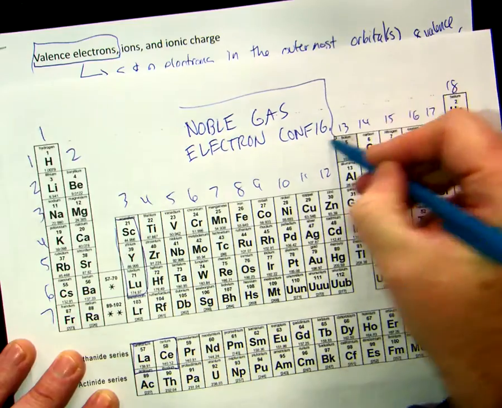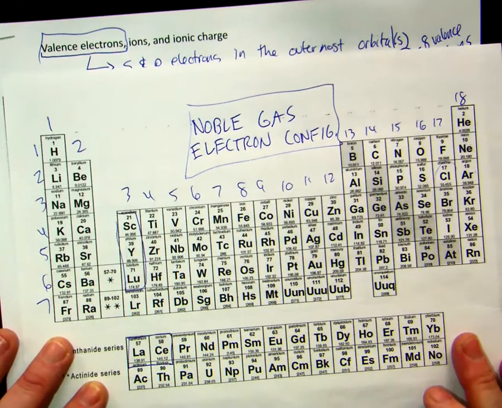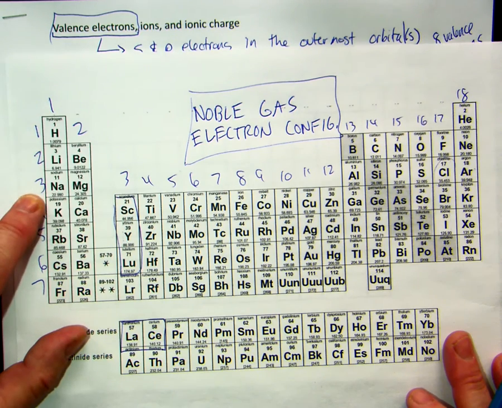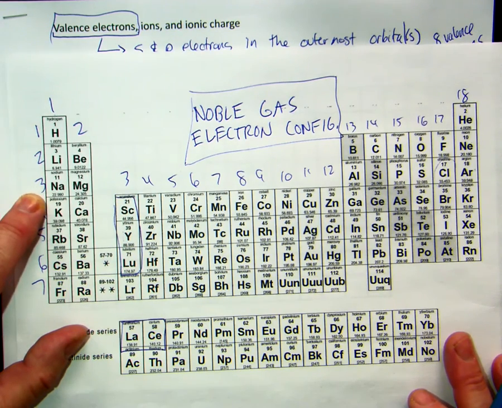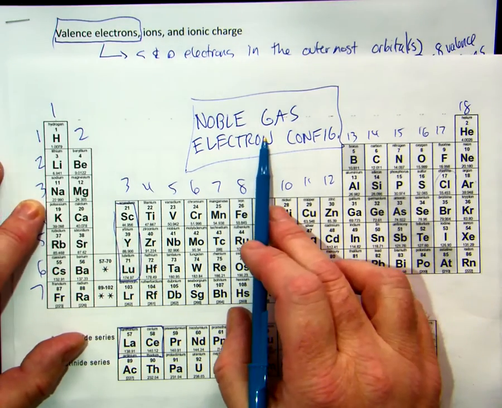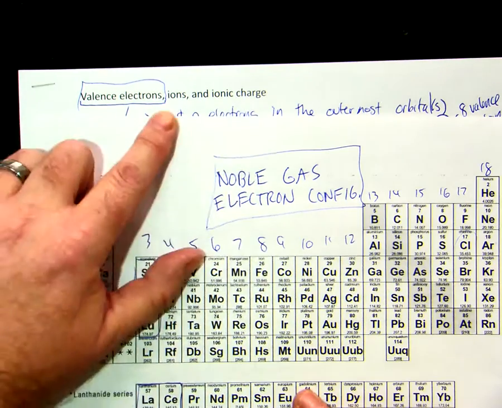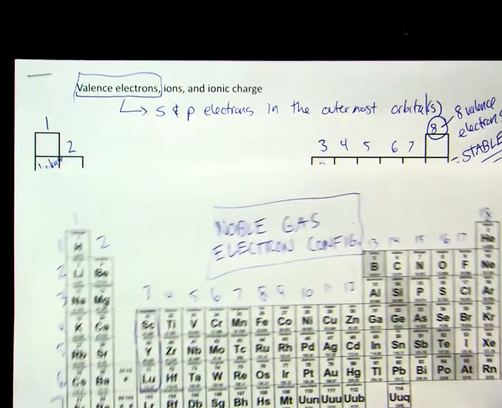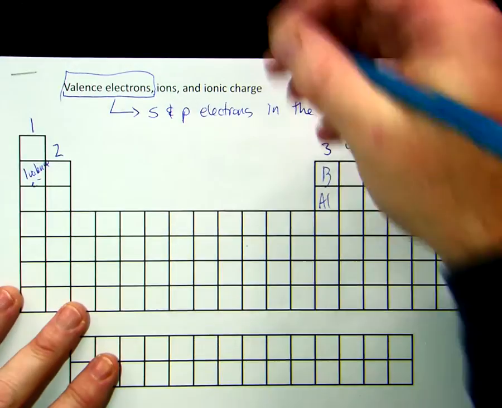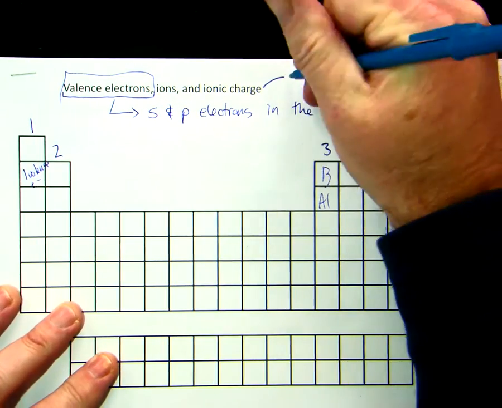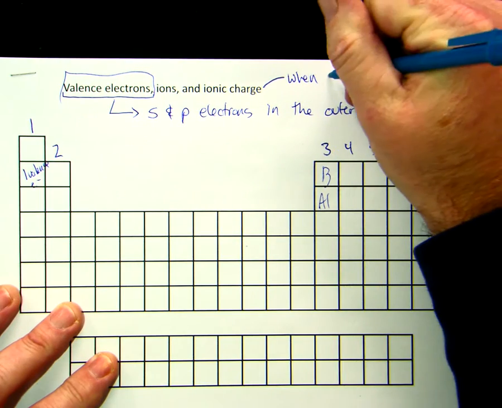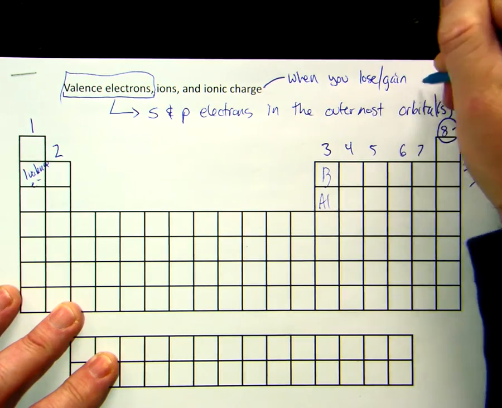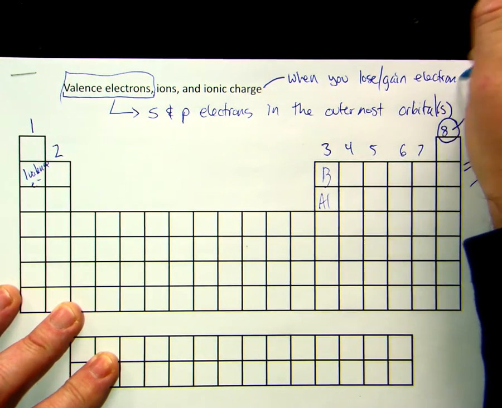That's what the name of the game is. All right. So the way it happens is they will either lose or gain electrons to get that noble gas electron configuration, and in the process develop a charge and form what's called an ion. So an ionic charge is when you lose or gain electrons.